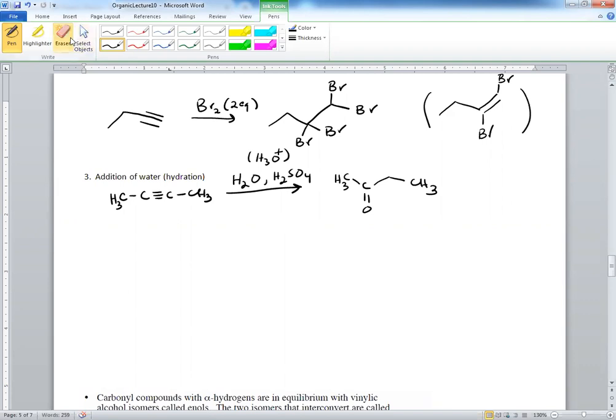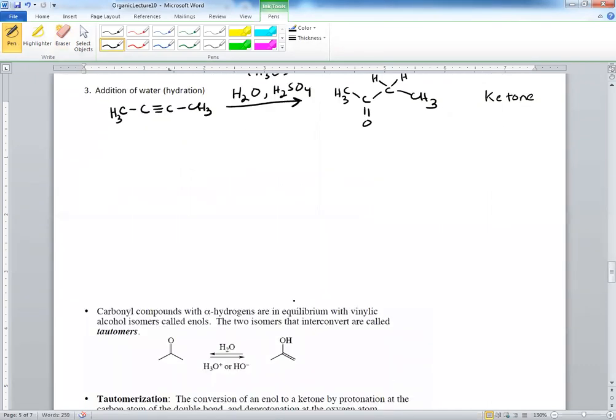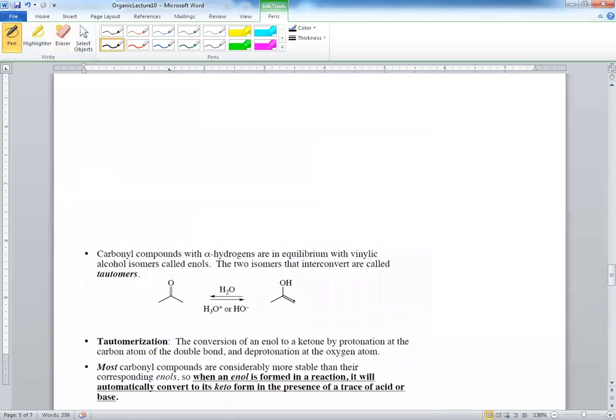Let me make this clear. Your product would be a ketone. Now, let's look at the mechanism, because you actually end up making something quite interesting in this reaction.